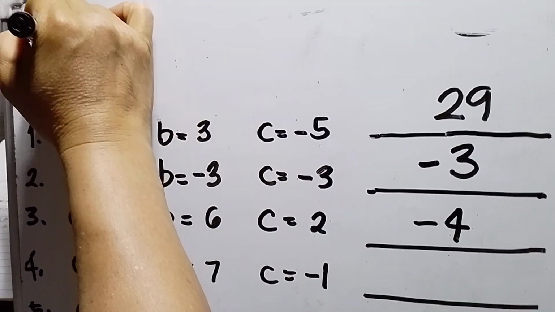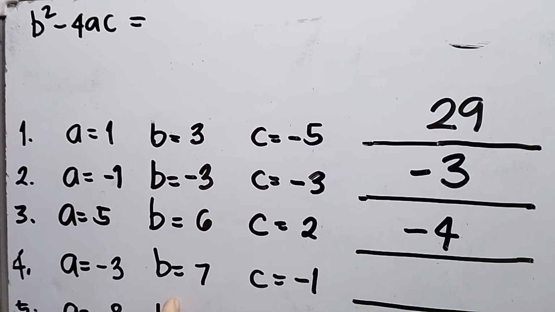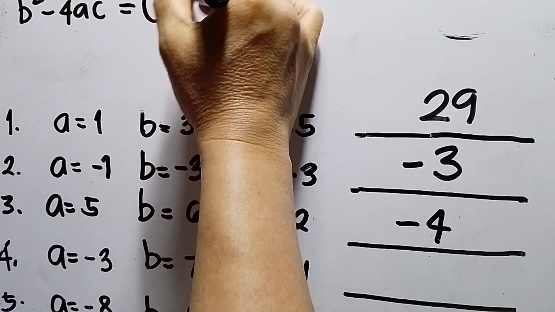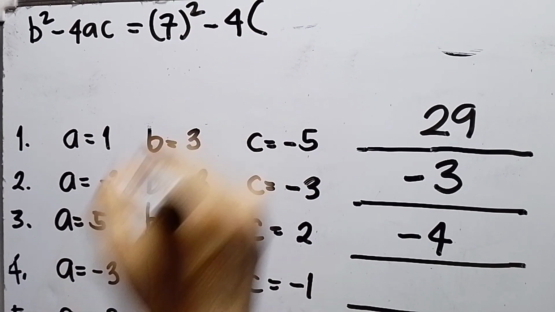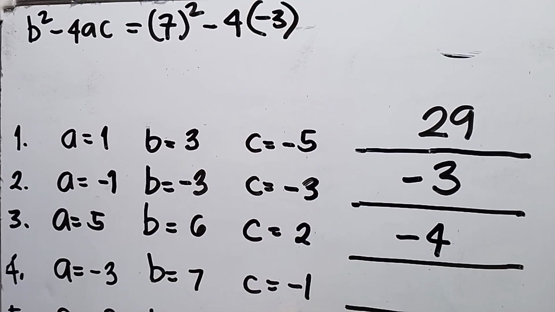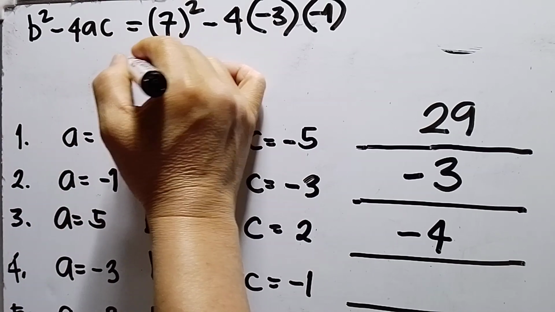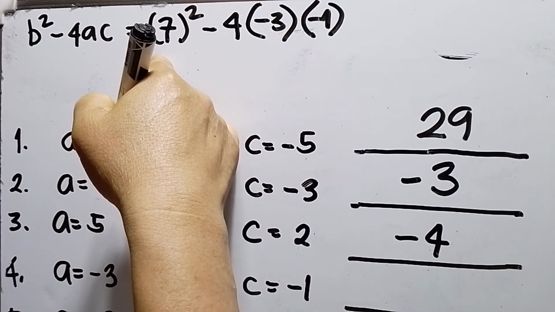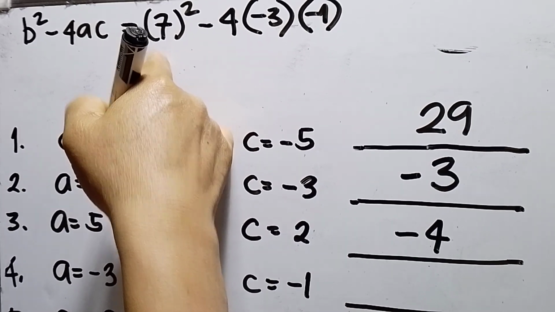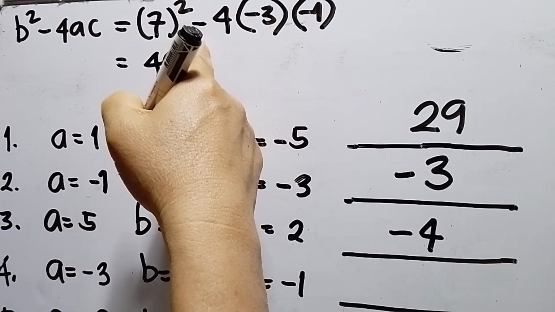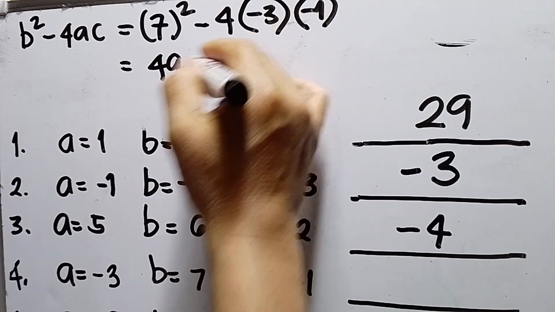Number 4, again, formula, b squared minus 4ac. So b squared, that will be 7 squared, minus 4, a is negative 3, then c is negative 1. So what is 7 squared? 7 squared means 7 times 7, multiply itself twice, so this will be 49. Negative times negative is positive, then times negative, so this will be negative.